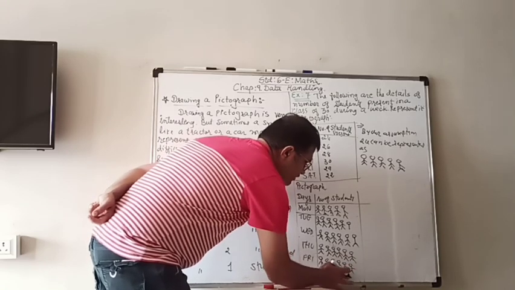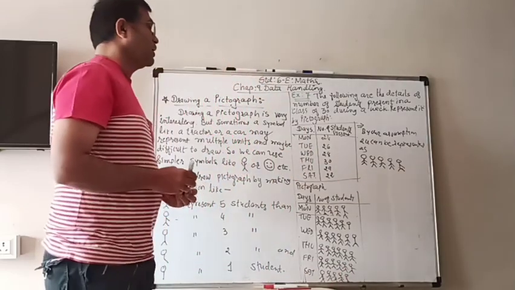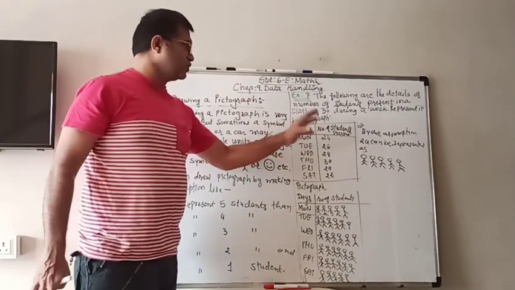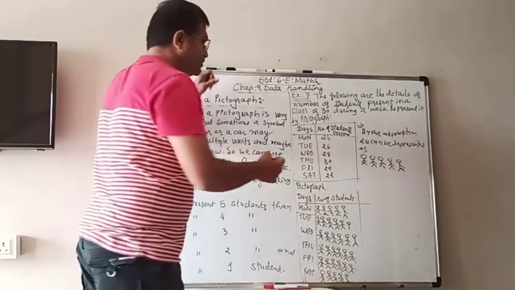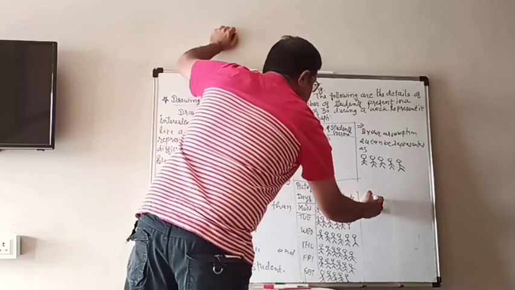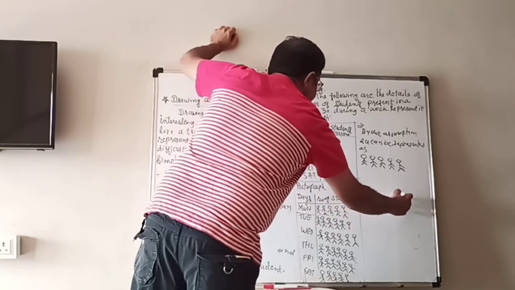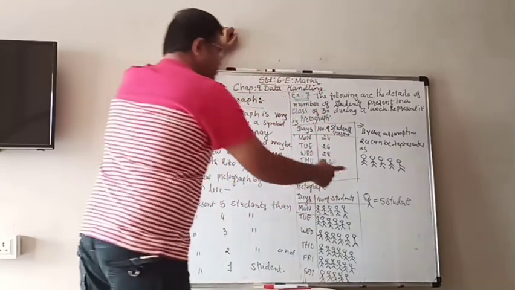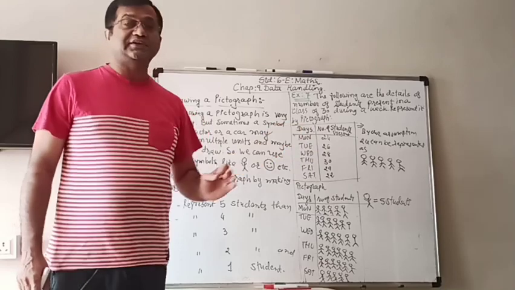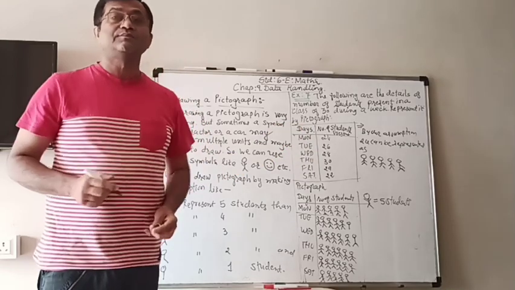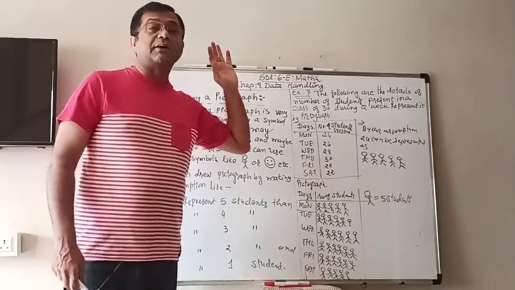So that will represent like that. So you can use assumption, but you have to write down here that one is equal to 5 students. When you draw a pictograph, you have to mention in first column, first row at the end what the full symbol is representing, which amount.